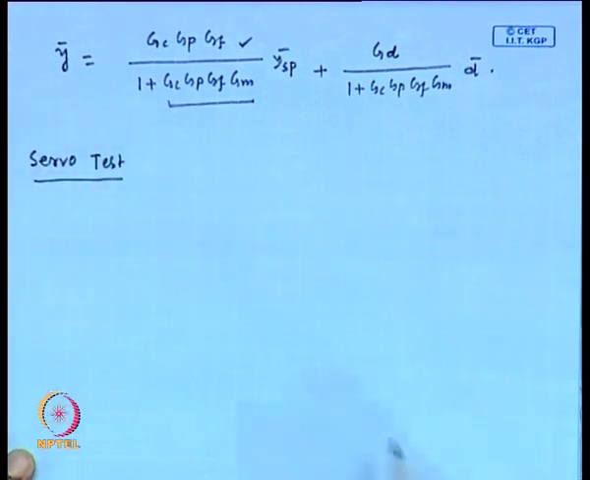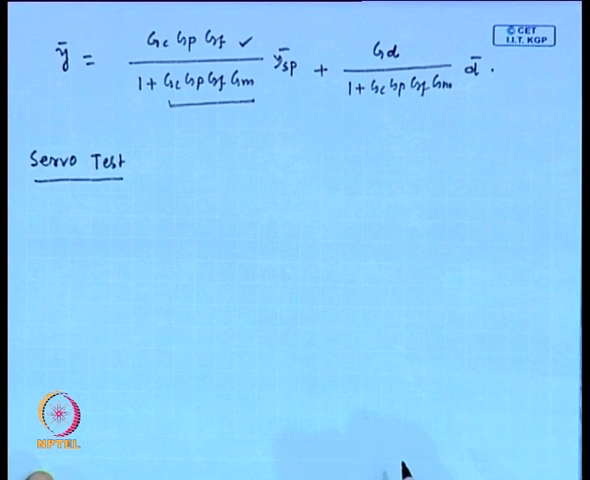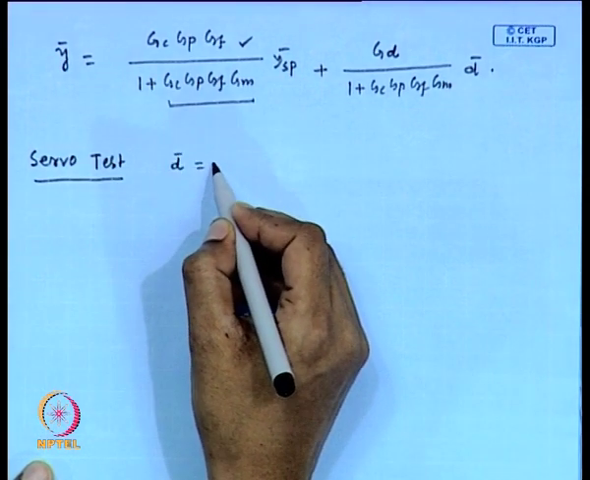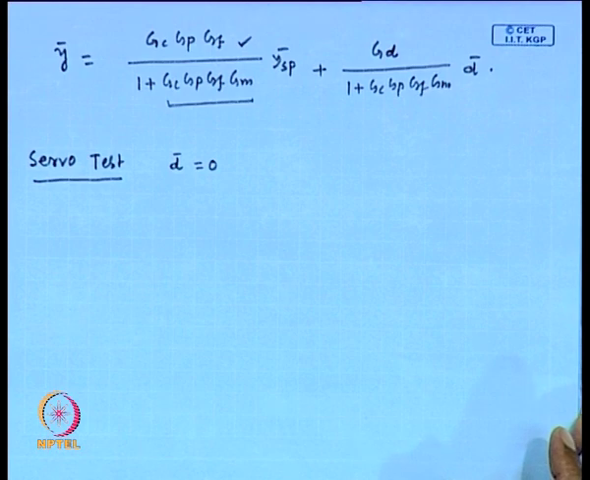In the case of servo test, there is no change introduced in the disturbance. That means d bar equals 0. Only the set point change is considered.